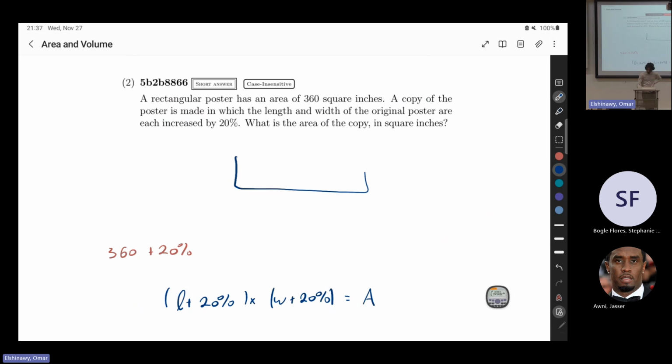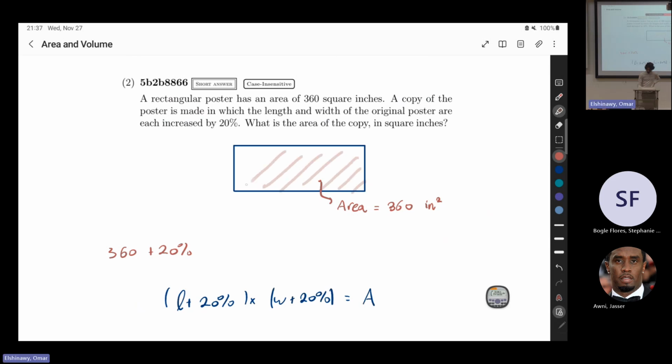Let me actually now draw some stuff. So this is a poster. The area is 360 square inch. So I write inch and I write foot to the power 2. Let's see. A copy of the poster is made, and if the length and the width of the original poster are each increased by 20%. Okay. So the area is 360 plus 20%.